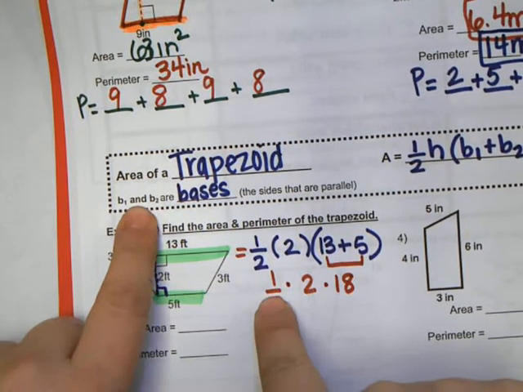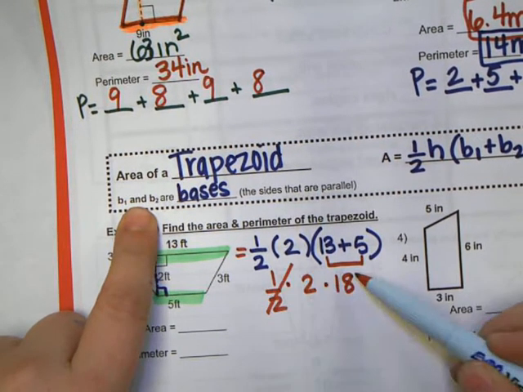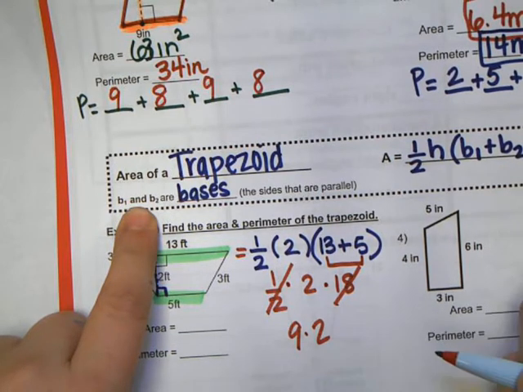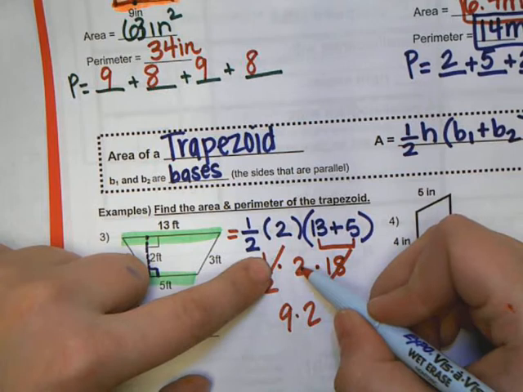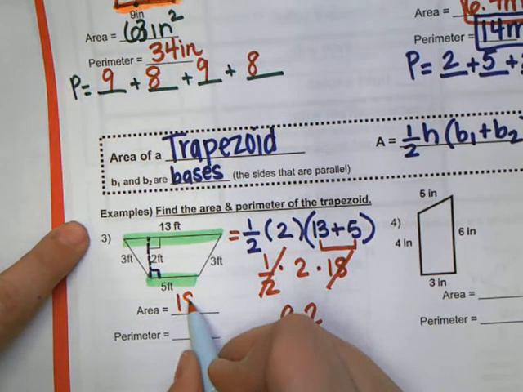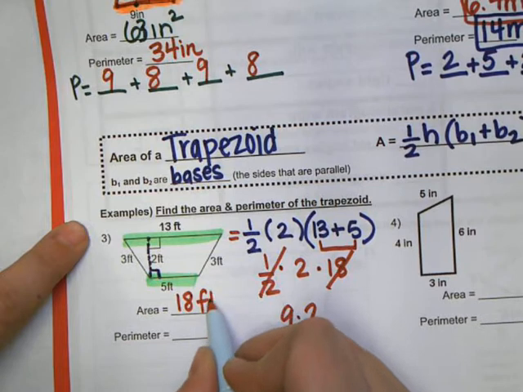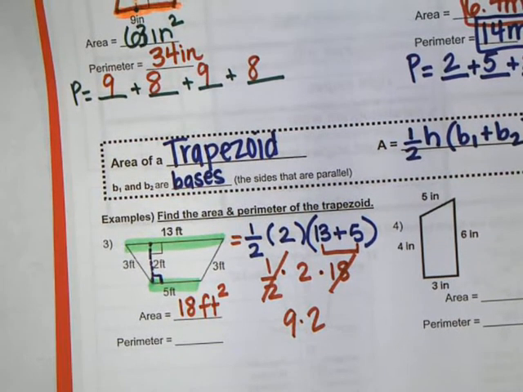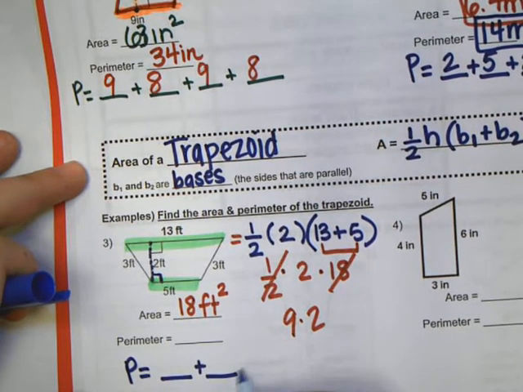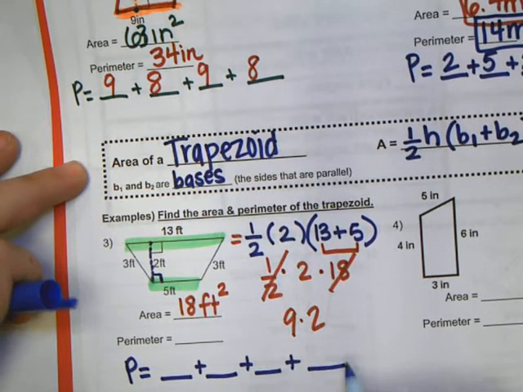And when we're multiplying three numbers like this, we could do half of 2, or we could do half of 18, or we could do 18 times 2 at this point and then take half of it. So for example, I could do half of 18, which is 9, and then times 2. Or you could do half of 2 is 1, and then times 18. So we get an area of 18 square feet.